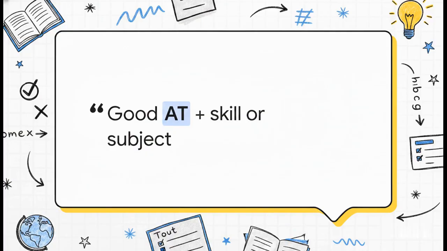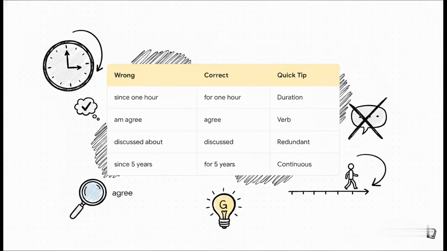A really common mistake is saying, she is good in English. And this brilliantly illustrates our first big preposition fix. To a native speaker, being in a subject sounds like you are physically inside a book. You are always good at a skill or a subject. So the correct phrase is, she is good at English. Try saying it with me. She is good at English. Let's clear up a few more of these tiny words.